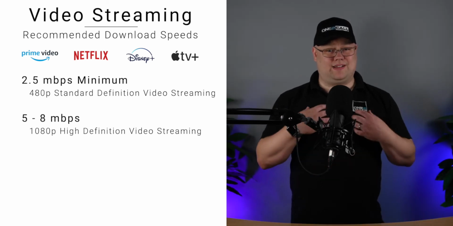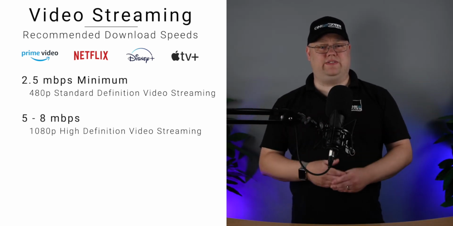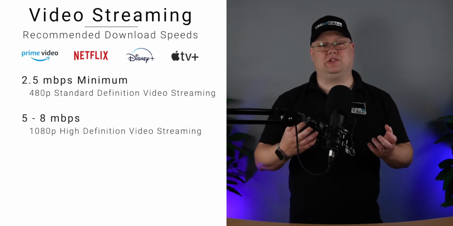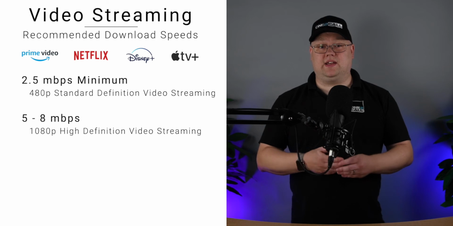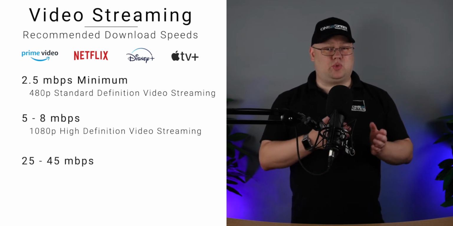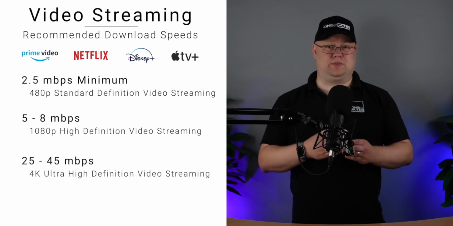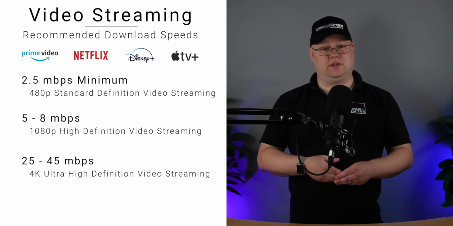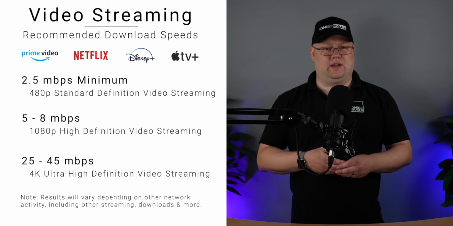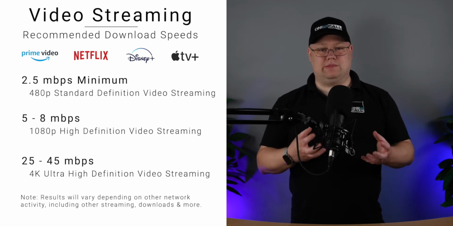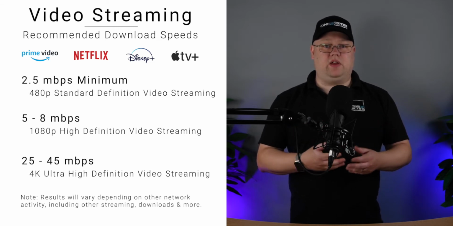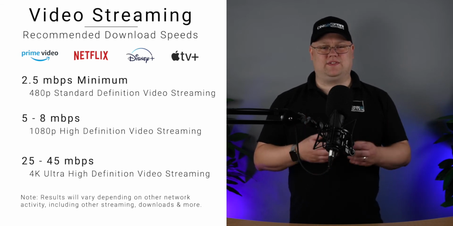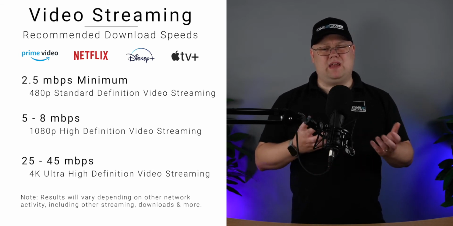But if, like myself, you have a lovely 4K TV in your living room, you probably want to make sure you get the most out of every pixel on that screen. If this is the case, then you'll need a minimum of between 25 and 45 megabits per second download. Again, this depends on the streaming service that you're using. Just please bear in mind that these are just recommendations for a minimum available download speed. If you're streaming elsewhere on the network or doing other download intensive tasks, then your experience may vary.